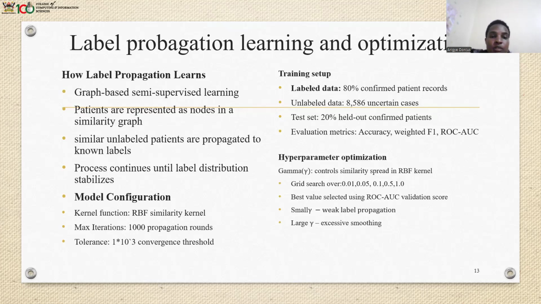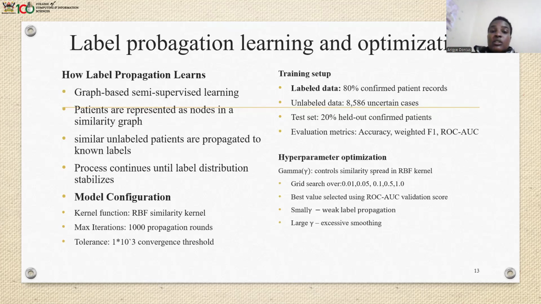And the most important hyperparameter we tuned was gamma. Think of gamma as controlling the reach of a patient's influence. It defines the bandwidth of the RBF similarity kernel. So if gamma is too small, the influence is very local. The graph becomes disconnected, and the labels can't propagate to distant but potentially related unlabeled nodes.